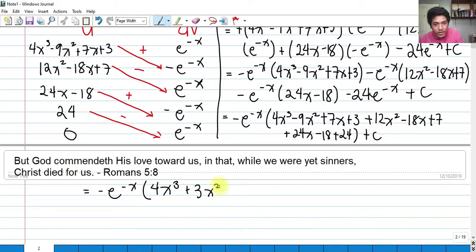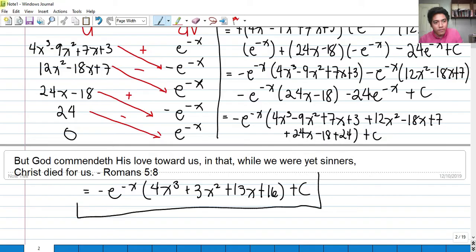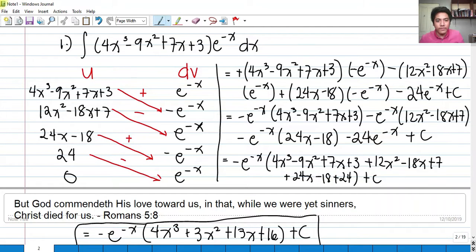Plus 3x squared. Okay, plus, let's say 7x minus 18x, that is negative 11x, plus 24x, that is plus 13x. Okay, and finally, the constants, we have 3 plus 7, that is 10, minus 18, that is negative 8, plus 24, that is plus 16. Plus, of course, c. And this should be our final answer for our integral above. Okay?